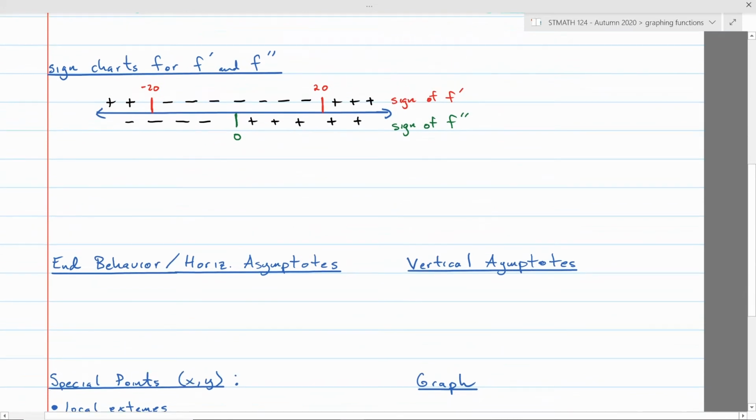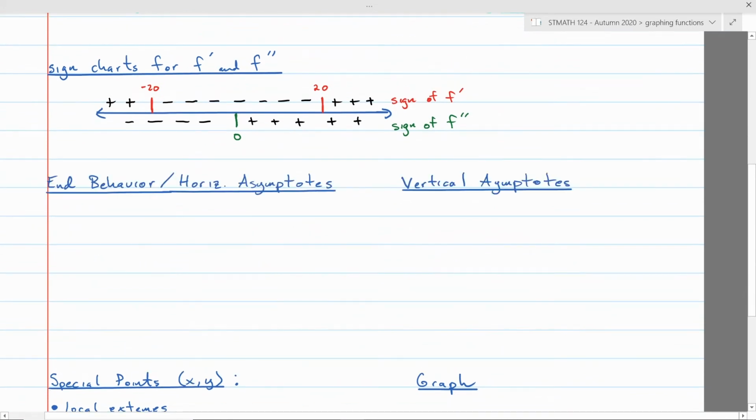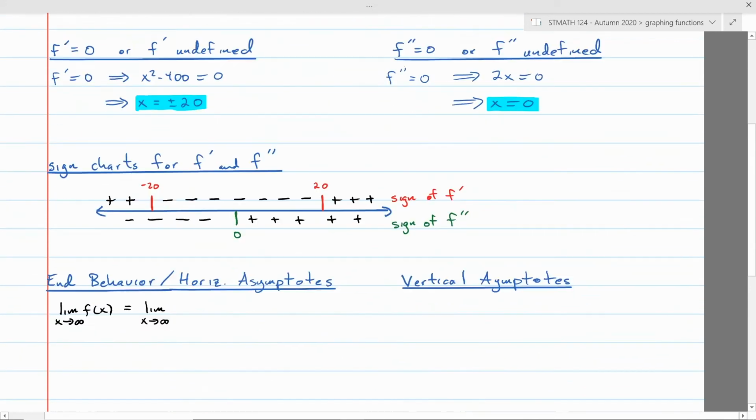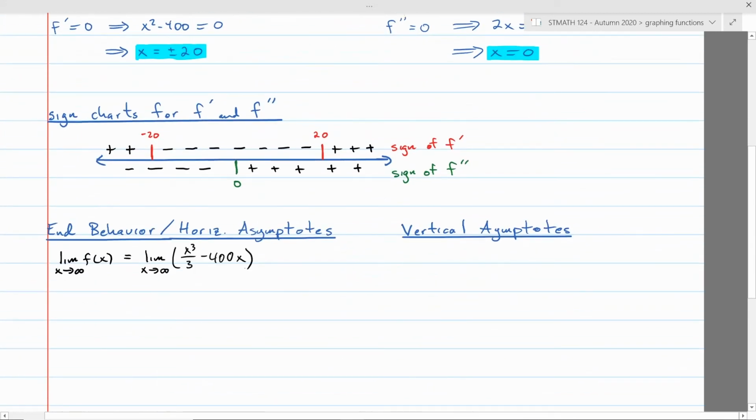Now we could look at end behavior. So what do we mean by end behavior here? One way to check the end behavior of a function is just to take the limit as x goes to positive infinity of the function. In this case, our function is x cubed over 3 minus 400x. And if you remember your lessons on limits, as x goes to infinity, we see the dominant term in this thing is x cubed, and so we can easily see that this is going to positive infinity.